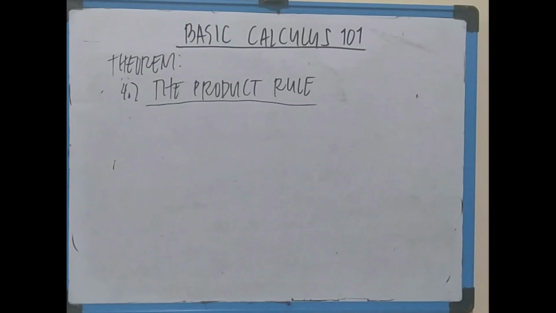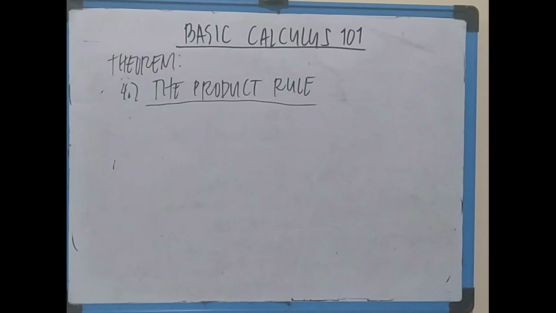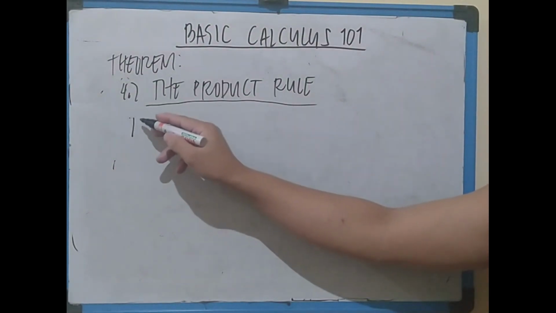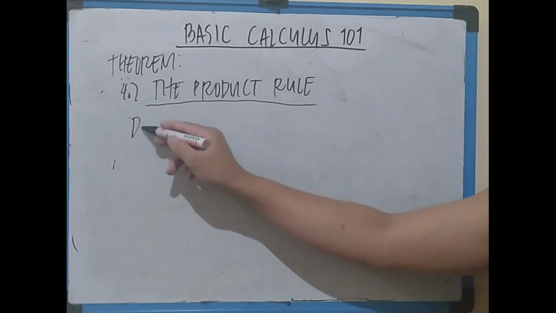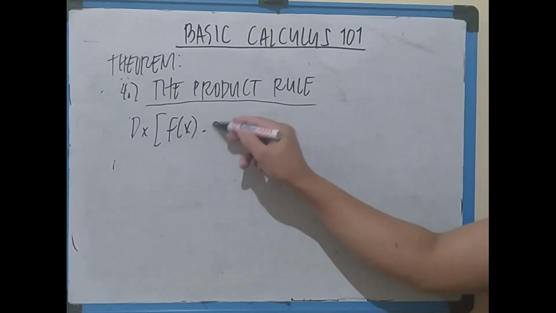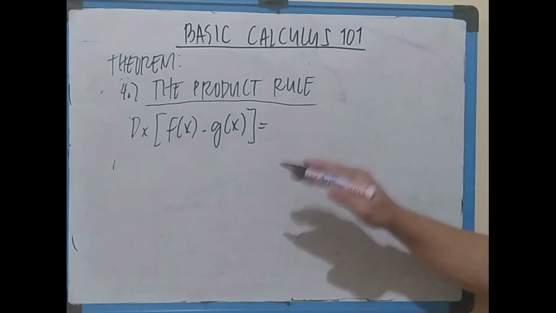Okay, so the fourth theorem of differentiation, guys, is the product rule. In this case, there is also a formula to find the derivative of a certain equation. So let's say we have f of x and g of x. The derivative of f of x times g of x is equal to, ito po ang magiging formula niya.